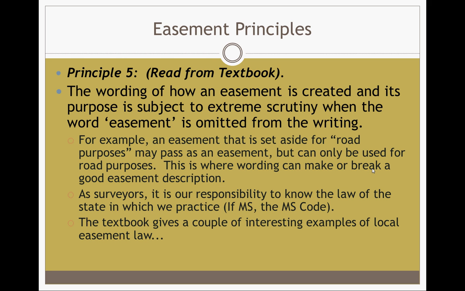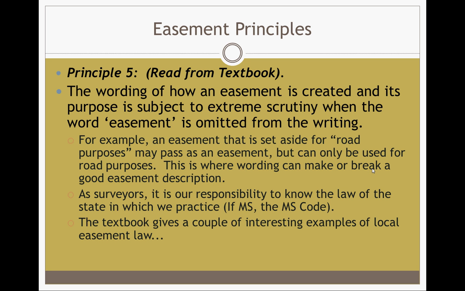Now, the wording of how the easement is created and its purpose is subject to extreme scrutiny when the word easement is omitted from the writing. Now, if you look on page 212, you see where wording is extremely important. That first paragraph at the top of 212 talks about issues with wordy or strange wordings on the easements.